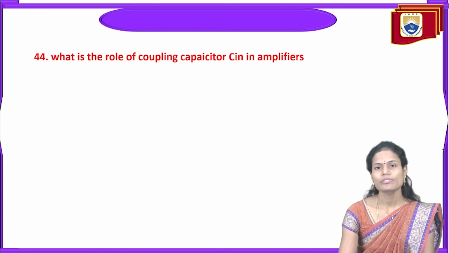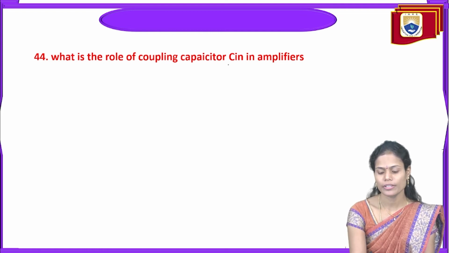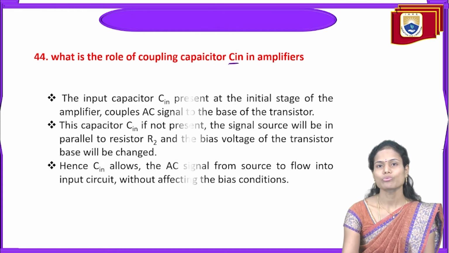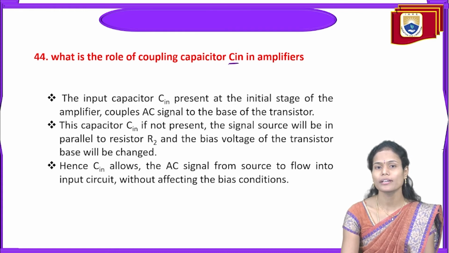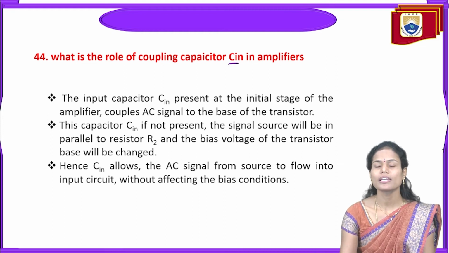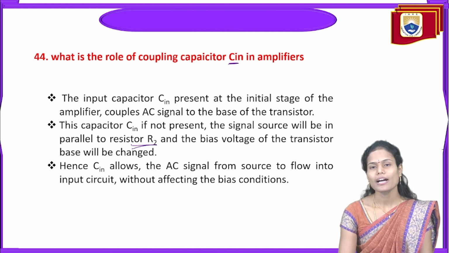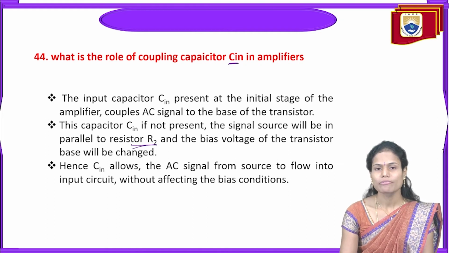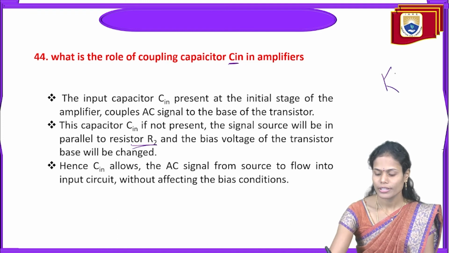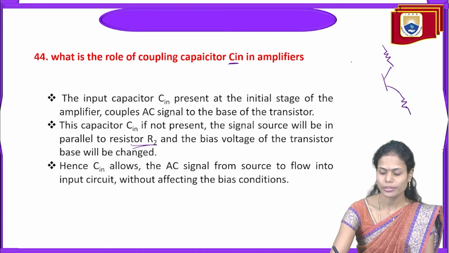And next, what is the role of coupling capacitor Ce in amplifier circuits? So the role of the Ce is to couple the AC signal, whatever we wanted to give for the amplifier circuit. It will couple the AC signal to the base of the transistor here. Suppose this capacitor is not present in the amplifier circuit, the signal we are providing to the amplifier will be coming parallel to the resistor R2, and the bias voltage of the transistor base will be changed here. That is nothing but we are taking one particular amplifier circuit here.